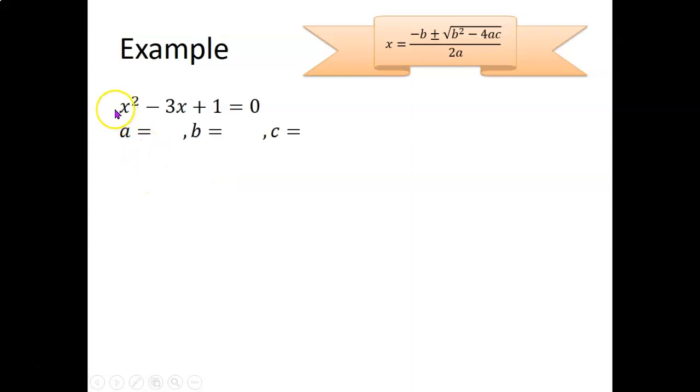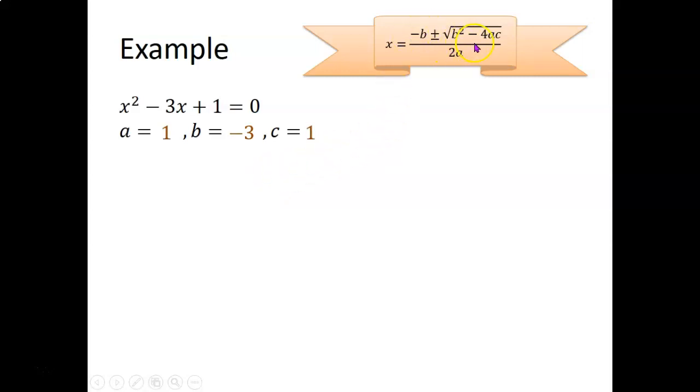And the a would be the coefficient on x squared. So here that would just be 1. We have 1 times x squared at the beginning of the equation. The b would be the coefficient on the x term. And here that would be -3. Don't forget, if there's a negative in front of it, that comes along for the ride. And the c is the constant term, and that would be 1.